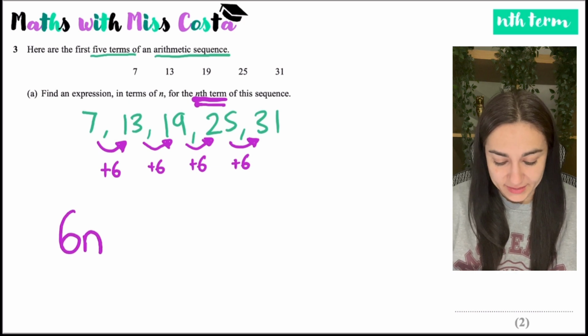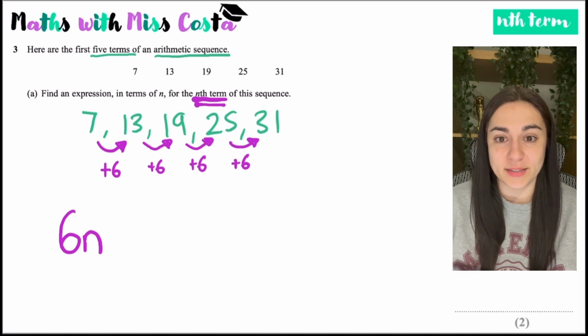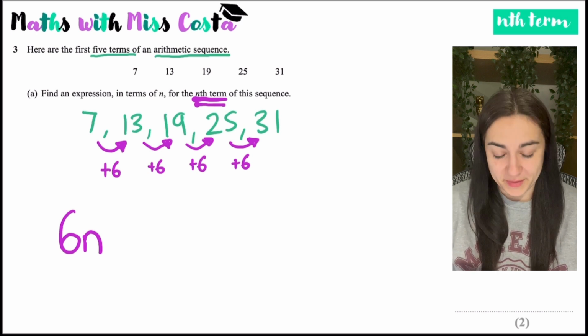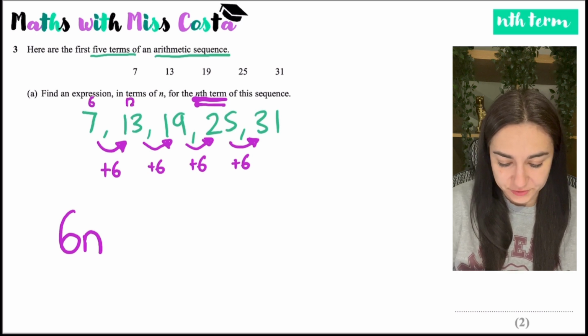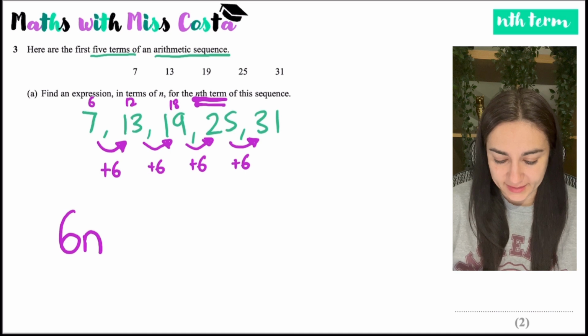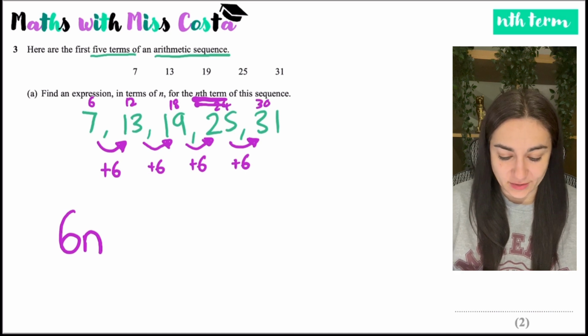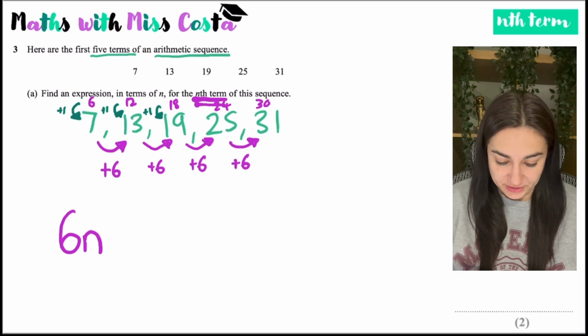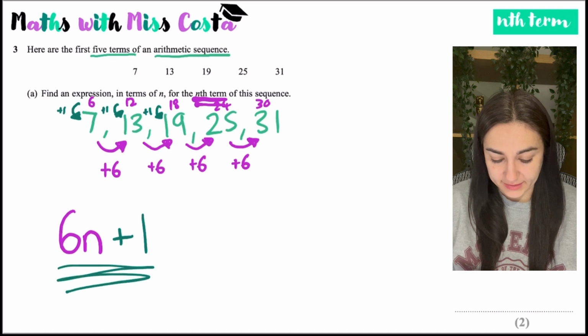Therefore, this sequence goes up in the 6 times tables. So whatever your constant difference is, that's what you're going to put as your coefficient of n. I know it's going up in the 6 times tables, but if it was the actual 6 times tables, it would look like this. So what's different between the actual 6 times tables, which would be 6n, and this sequence? Well, each term is 1 more than the 6 times tables. So I just write 6n plus 1.